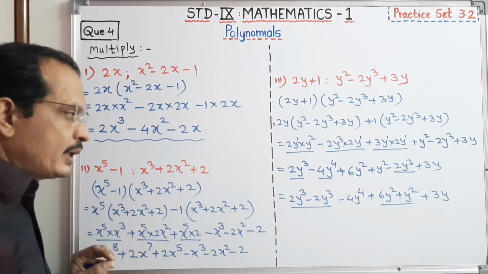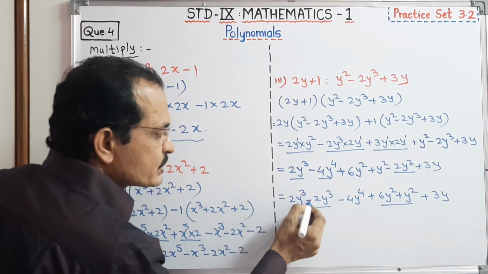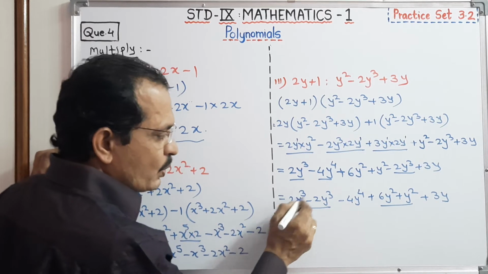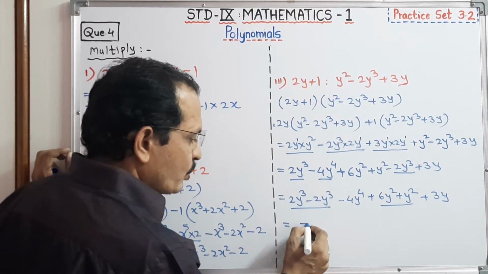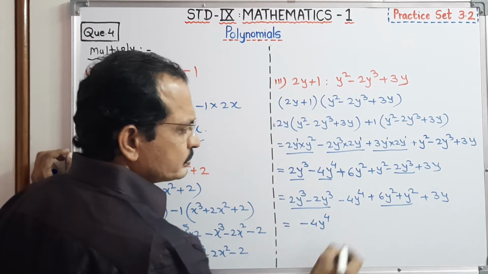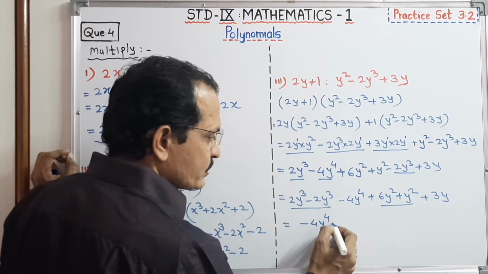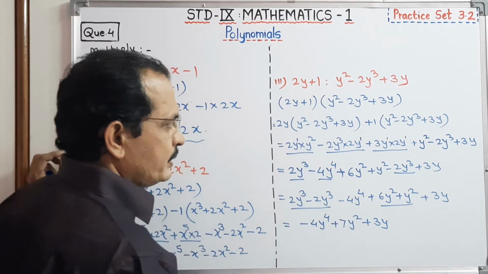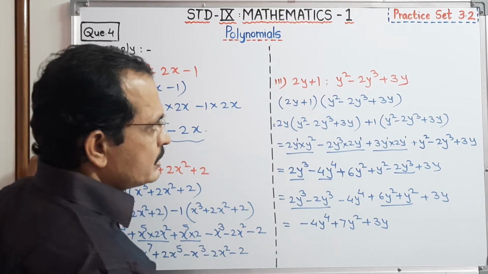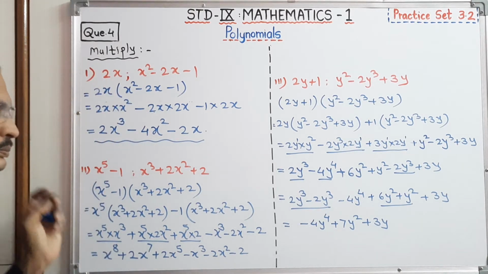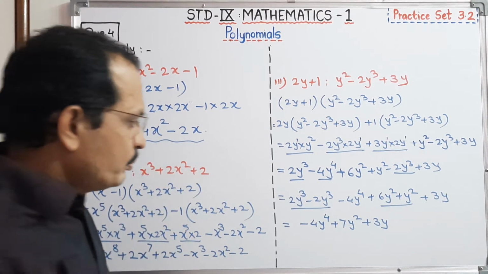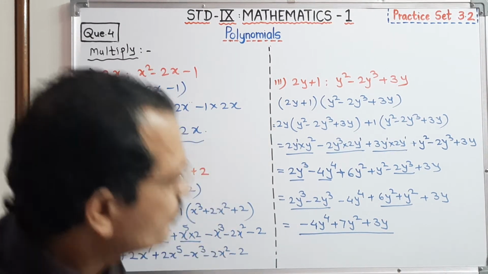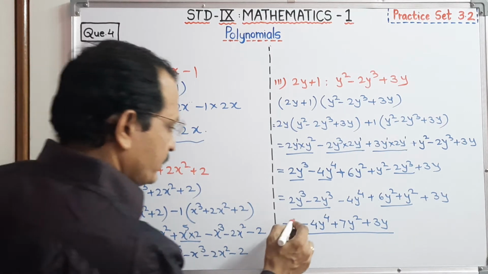All terms are there. Now see here, plus 2y cube minus 2y cube. It is 2 minus 2, it is 0. 0y cube means 0. Now 4y raised to 4. 6y square plus 1y square, it is 7y square plus 3y. Got it? See here, any doubt? These are the multiplication. Now dear student, we have to learn one more thing here.